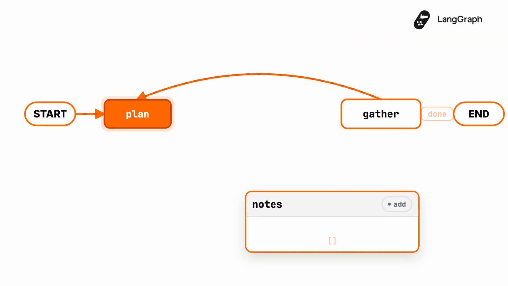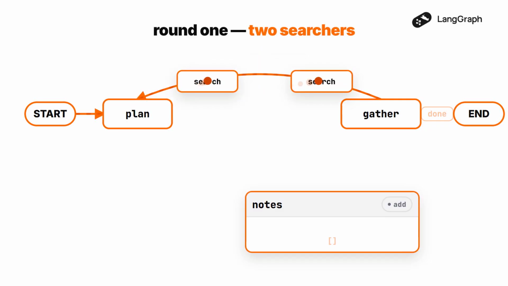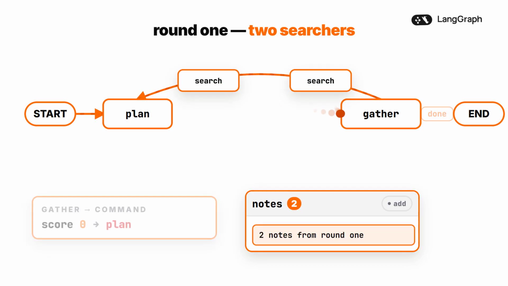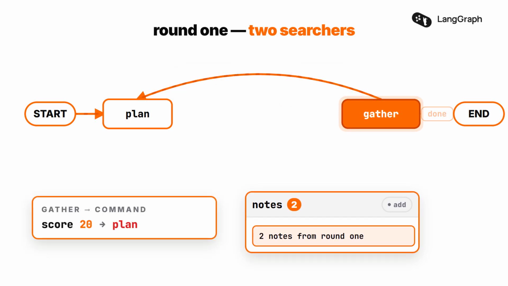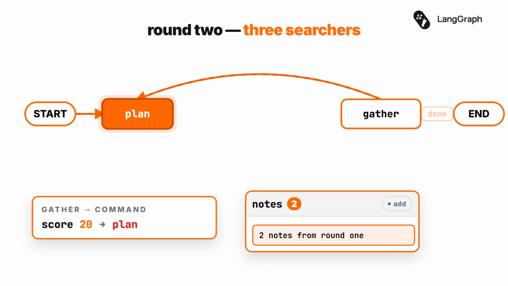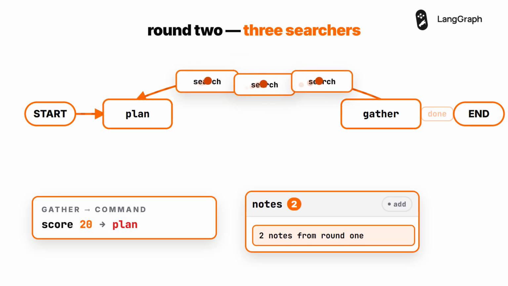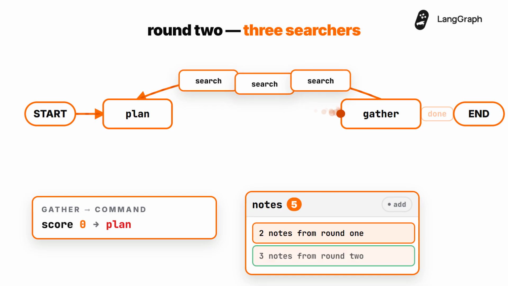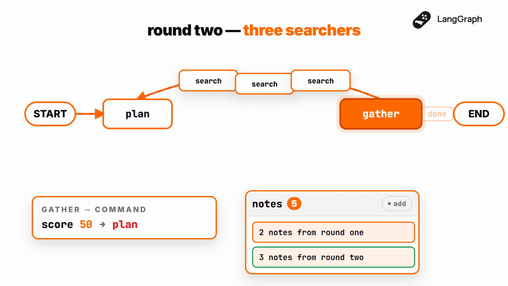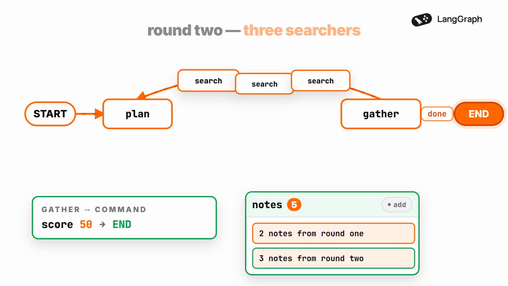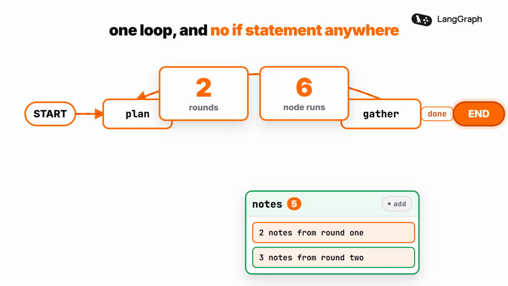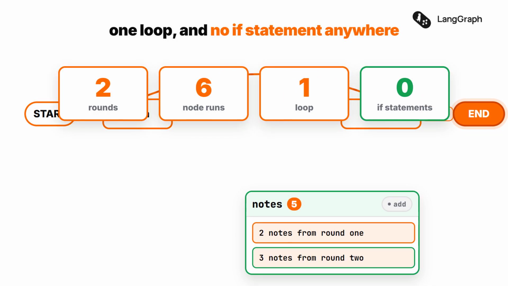Watch the run. Round 1 plans 2 queries. 2 searchers fire. 2 notes come back. Score 20. Not enough. So we loop. Round 2 asks for 3. 3 searchers fire in parallel. And now there are 5 notes and a score of 50. Gather sends it to end. 2 rounds, 6 node executions, 1 loop, and not a single if statement anywhere in the control flow.